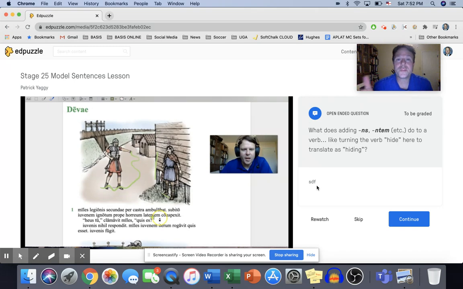So a couple different ways you can approach teaching the model sentences, which I anticipated being a tough part of this transition from in-person learning to online. And I hope it helped.